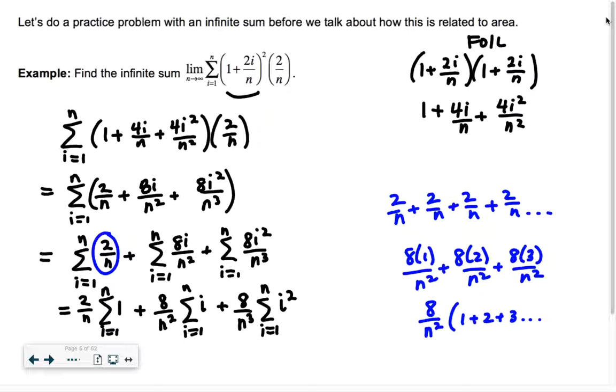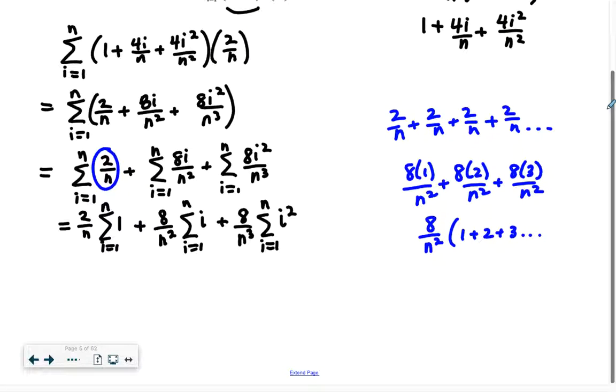So here's where Gauss helps us out because he came up with these formulas. So he said if you have 1 plus 1 plus 1 plus 1 plus 1, n times, what do we get? n, right? If I add 1 to itself n times, I get n. So this first part is 2 over n multiplied by n.